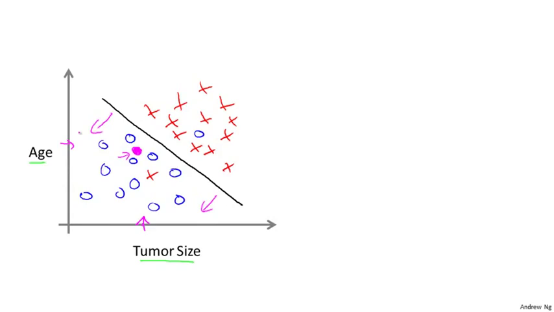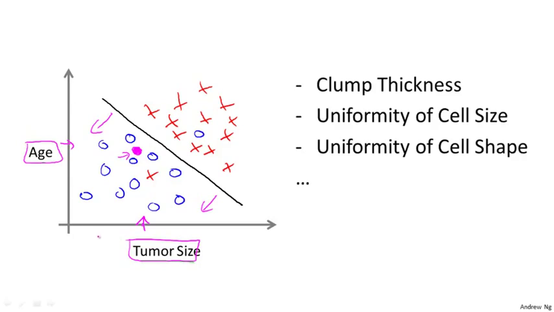In this example, we had 2 features, namely the age of the patient and the size of the tumor. In other machine learning problems, we will often have more features. And my friends that work on this problem actually use other features like these, which is clump thickness of the breast tumor, uniformity of cell size of the tumor, uniformity of cell shape of the tumor, and so on, and other features as well.